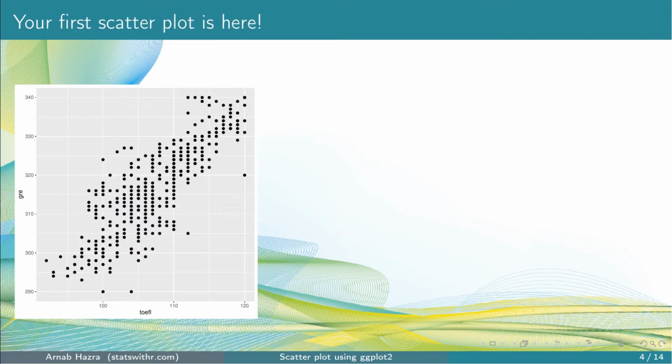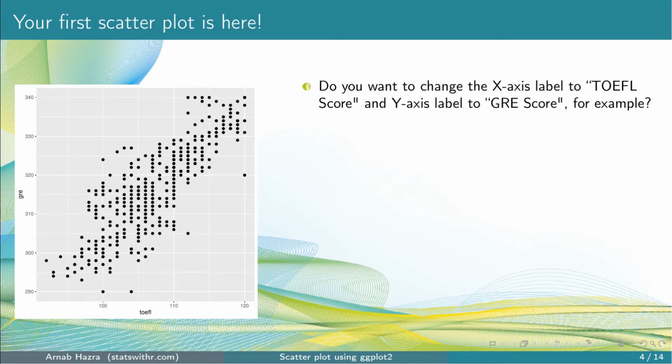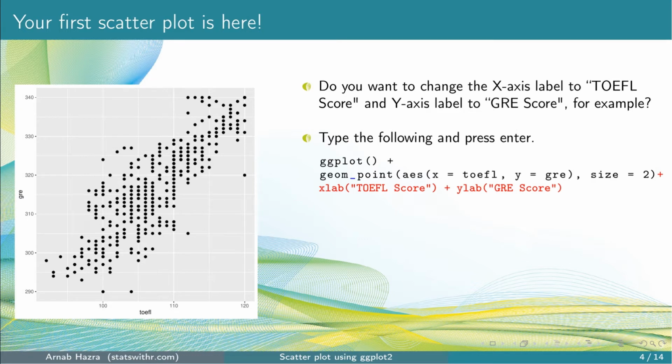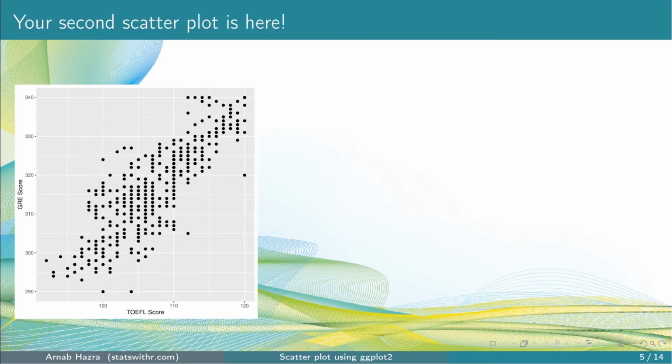We can see that the axis titles are just the names of the vectors. For making this figure a presentation quality one, let's make some changes. First, let's rename the axis titles by TOEFL score and GRE score respectively, as this makes the plot clearer to your audience. To do that, add the line xlab TOEFL score within quotes plus ylab GRE score within quotes. Now press enter. Okay, you get your second scatter plot. You can see that the axis titles have changed.